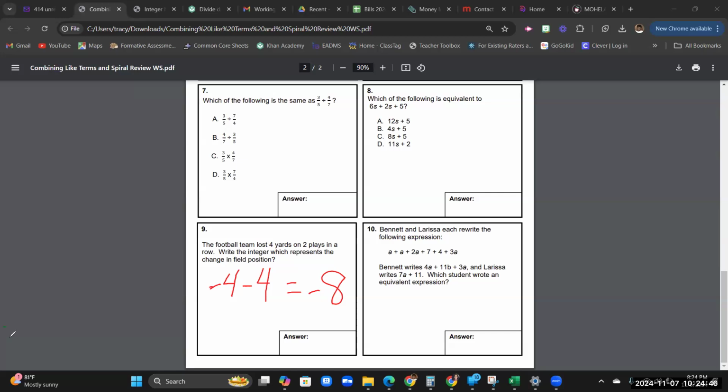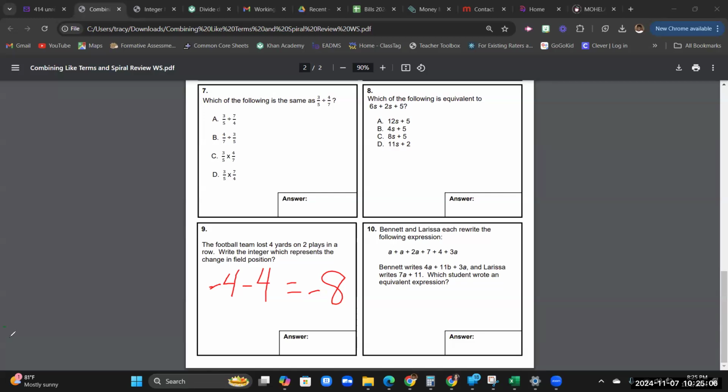All right, number 10. Bennett and Larissa each rewrite the following expression: A plus 2A plus 7 plus 4 plus 3A. Bennett writes 4A plus 11B plus 3A, and Larissa writes 7A plus 11. Which student wrote an equivalent expression?